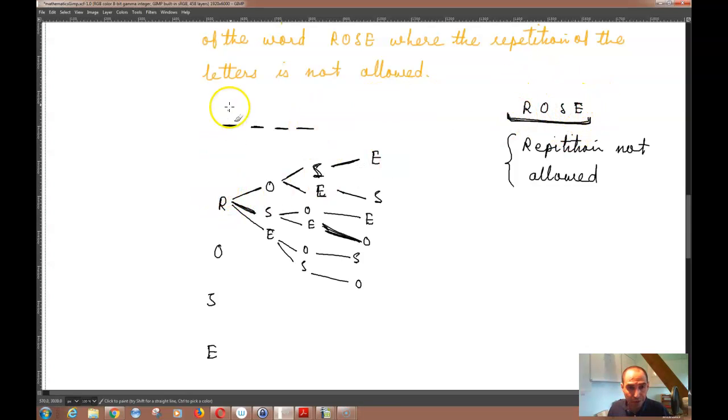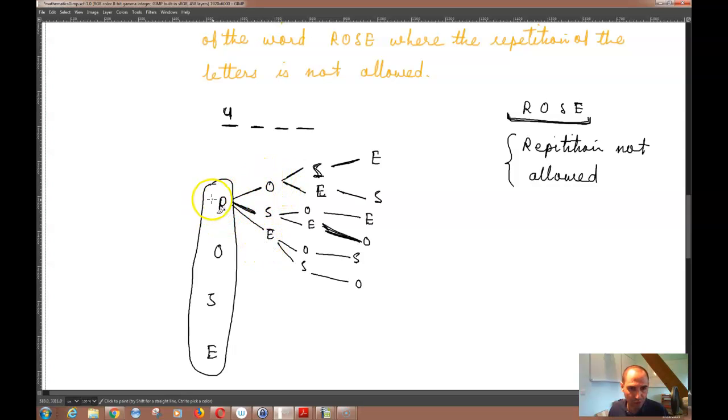So you can see that the first letter of the word, which would be this column here, can be filled in 4 different ways. Meaning that you could choose R, O, S, or E. All of these are available to you. But then, since repetition is not allowed, as you go forward, you will lose one of your choices, because you have already chosen one of these letters. No matter which one you choose, you have already lost that one.